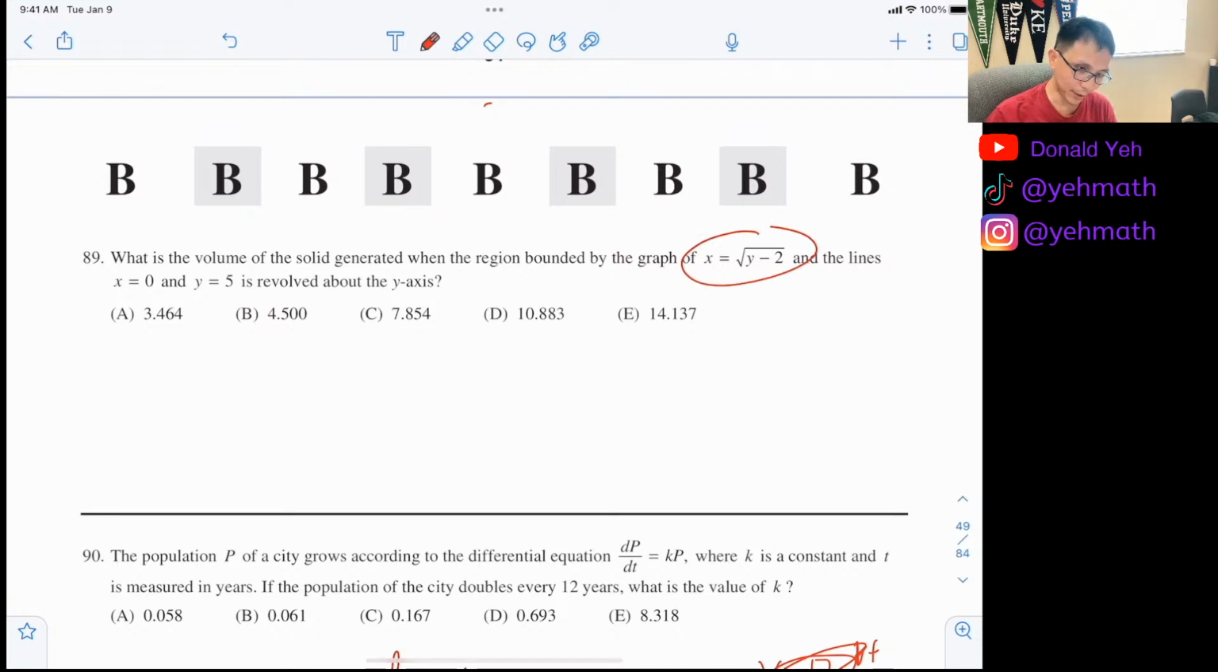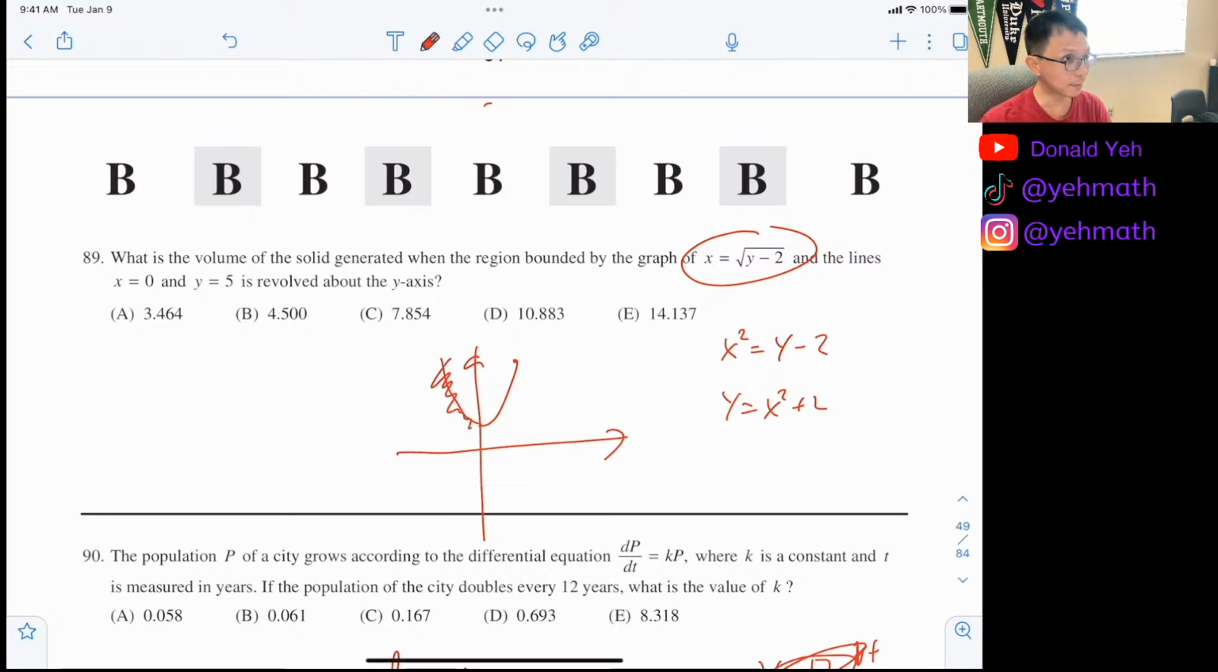So I will graph this, and in order to graph this, I don't know how to graph that. So I will say, okay, let's do this first: y equal to x squared plus 2. Does that make sense? And I graph this x squared plus 2. It looks like this. And I don't need this part because it's a square root, so I'm gonna erase this part.